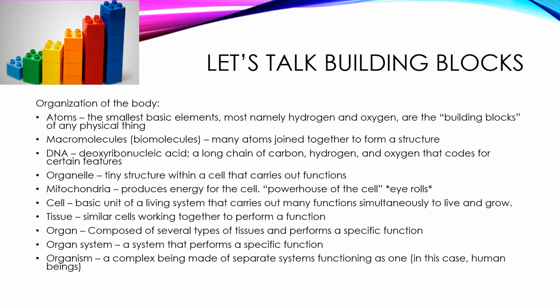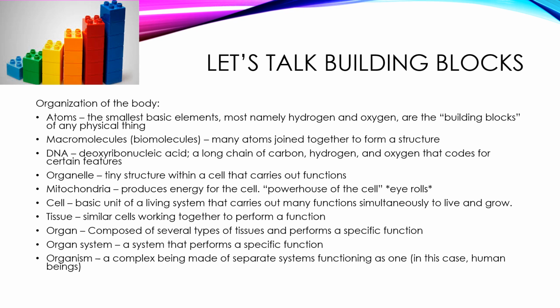Tissues, this is a step above cells. So these are very similar cells that work together to perform a function, like your cardiac cells. They're one of very few cells in your body that generate electricity. So organs. These are composed of several types of tissues, but they perform a specific function. So this is those electric cardiac cells and your muscular cardiac cells coming together to generate a heartbeat. So you have the electrical component that fires and tells the muscles to contract. So those kind of work together.